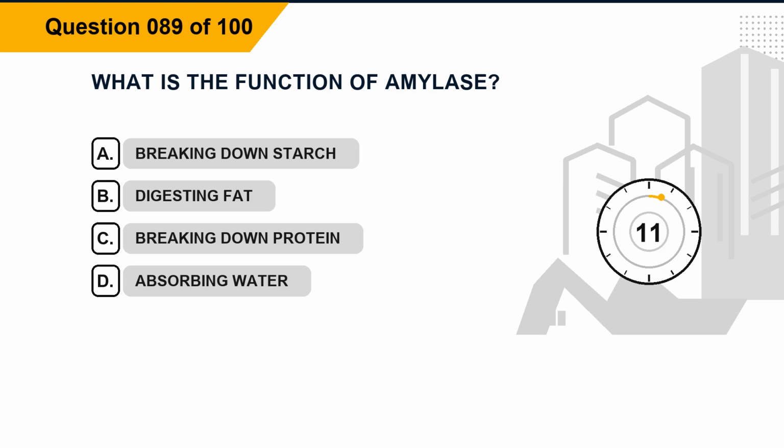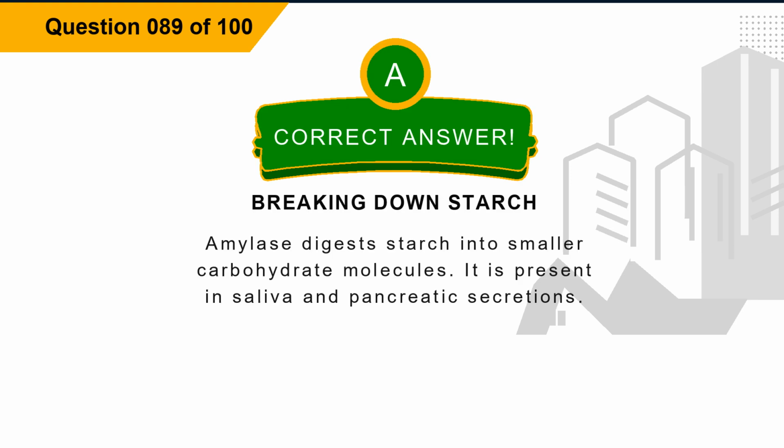Question 89. What is the function of amylase? Option A. Breaking down starch. Option B. Digesting fat. Option C. Breaking down protein. Option D. Absorbing water. The correct answer is option A. Breaking down starch. Explanation. Amylase digests starch into smaller carbohydrate molecules. It is present in saliva and pancreatic secretions.